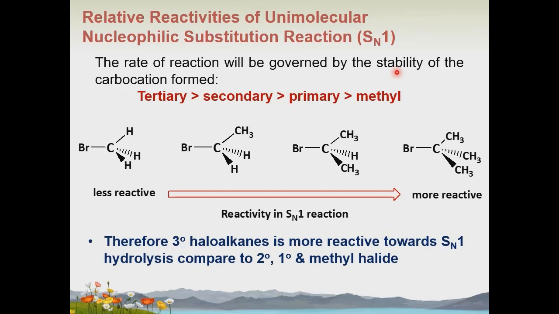Basically what I'm saying is, if we want to decide whether we want to do SN1 or SN2 on the haloalkane, we need to determine the classification of the haloalkane first. If the haloalkane is a tertiary haloalkane, then we will do SN1 on it because of the stability of the carbocation.